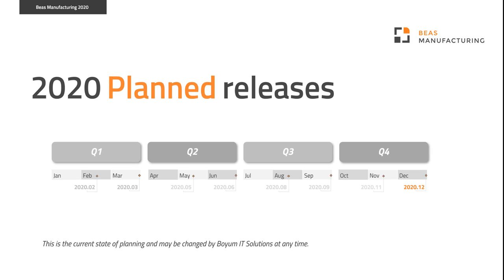In this final slide of our presentation, you can see our planned releases for 2020. The release titles are derived from the respective months they are made available. As the flowchart indicates here, we are releasing a fresh version every 1.5 months. This means our next and final release this year is planned for the end of December, version 2020.12. Please note that this current state of planning may be changed by Boyum IT Solutions at any time.